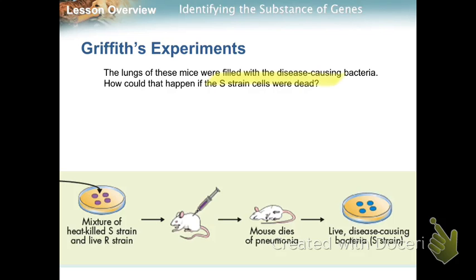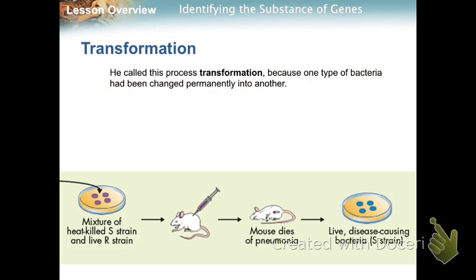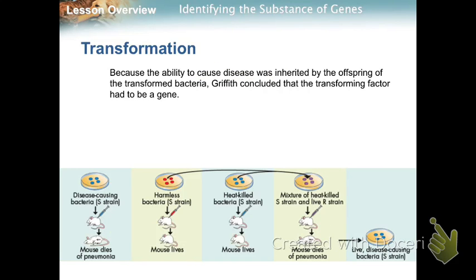If the S strain cells were dead and the R strain, the harmless bacteria, was alive, what happened? Griffith's conclusion was that there was some chemical factor that could change harmless bacteria into disease-causing bacteria, and that factor was transferred from the dead cells to the live cells. He called this process transformation because one type of bacteria had been changed permanently into another. He further concluded that that transforming factor had to be a gene because it was passed on to offspring of the transformed bacteria.